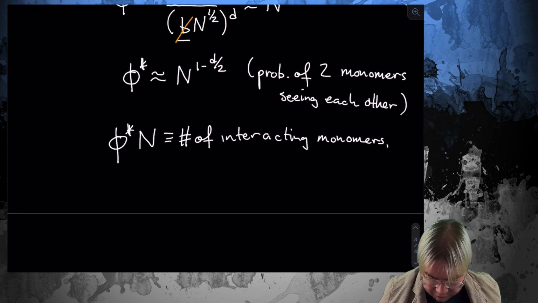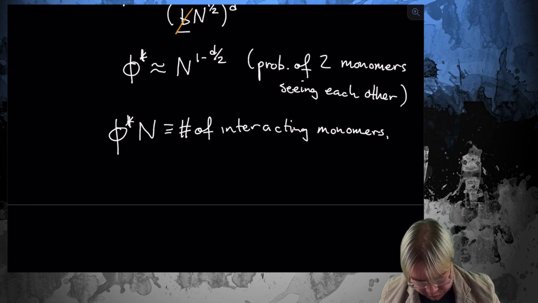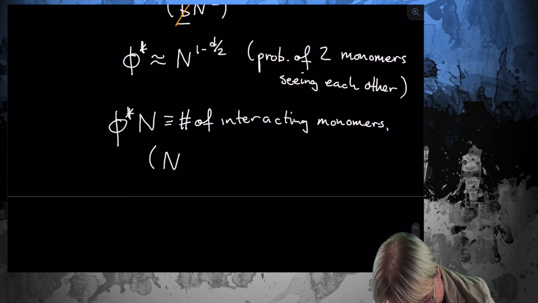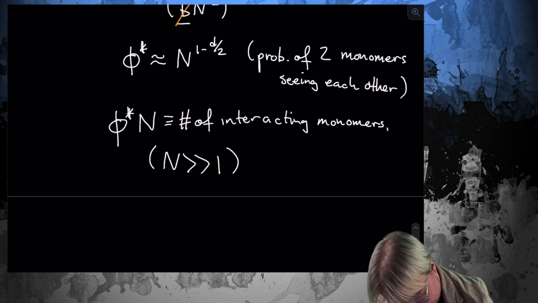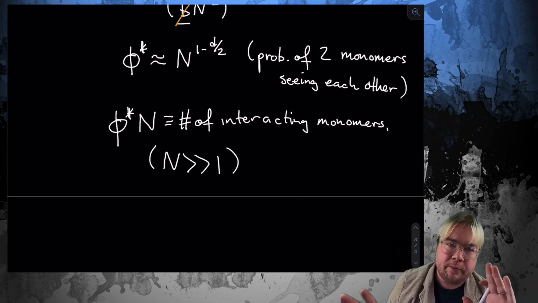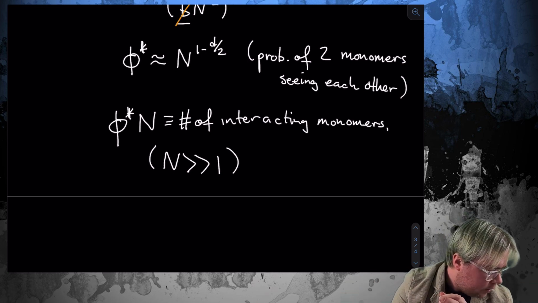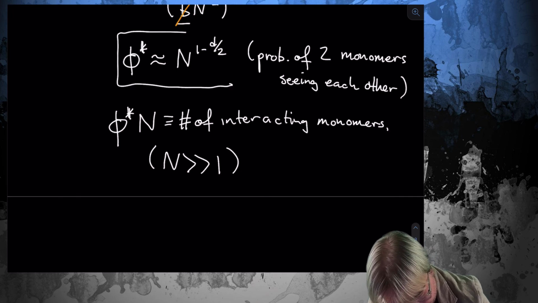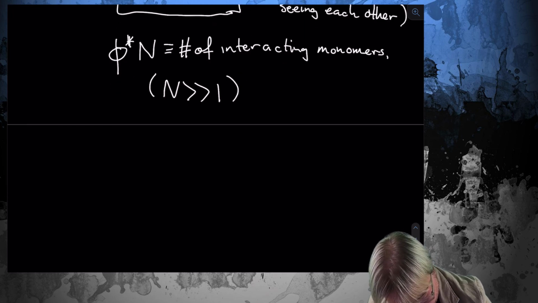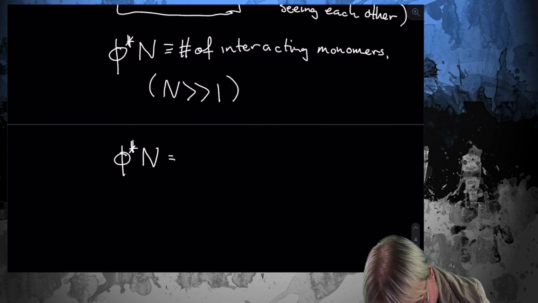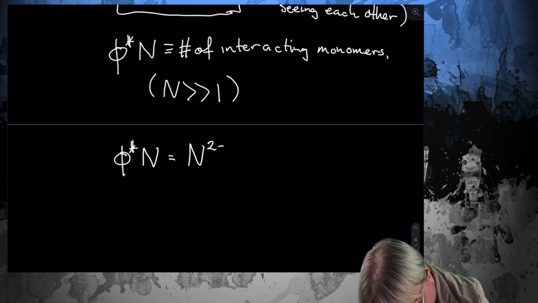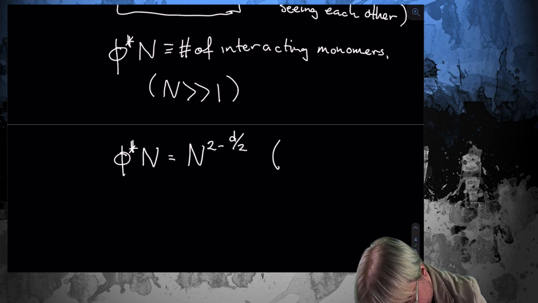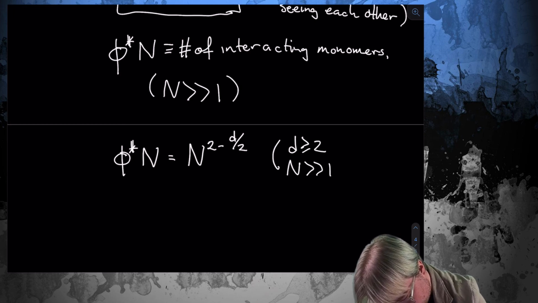So I should also say that in all of this, we're assuming that n is much, much bigger than 1. I should have said that earlier. So what am I going to get? Well, if I just multiply this equation by n, then what I get is that phi star times n will be n to the 2 minus d divided by 2. Again, d greater than or equal to 2, and n much, much bigger than 1.